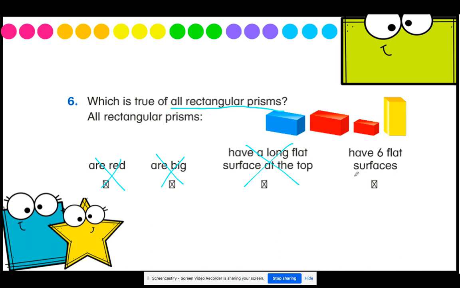And our last clue says have 6 flat surfaces. Think back to when we learned about our rectangular prism. How many flat surfaces does a rectangular prism have? I hope that you said 6. And all of our rectangular prisms will have 6 flat surfaces. To remind you, let's count. We have 1, on the opposite side 2, in the front 3, on the back 4, on the top 5, and underneath 6. So do all of them have 6 flat surfaces? Yes, they do, and that is true of all rectangular prisms. So that is our answer.